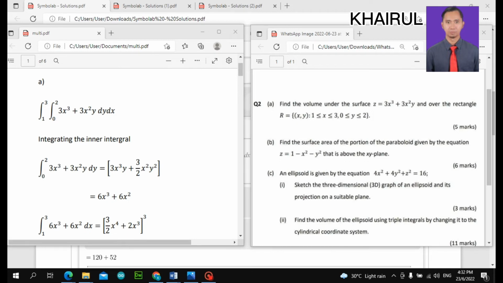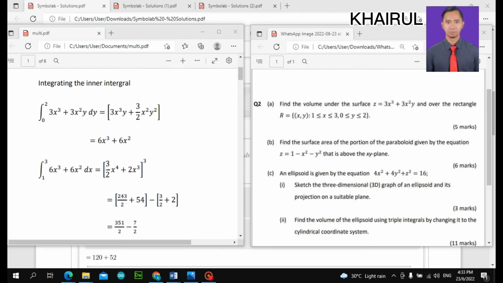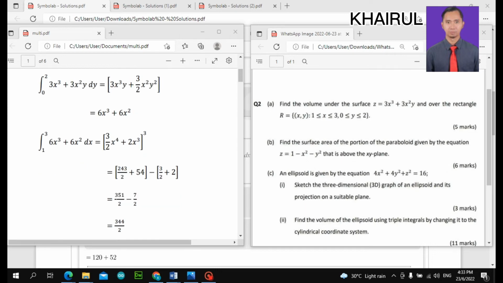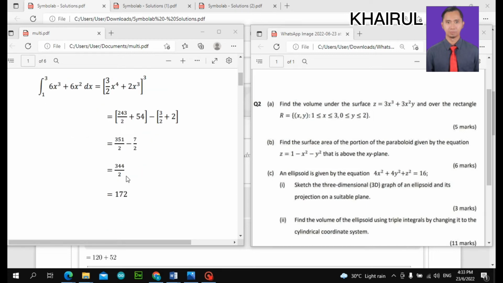First we integrate the inner integral from 0 to 2 of 3x to the power of 3 plus 3x to the power of 2 y dy, and we get the answer 6x to the power of 3 plus 6x to the power of 2. Next we integrate the outer integral from 1 to 3 of 6. We put in the answer and we get 243 over 2 plus 54 minus 3 over 2 plus 2, which gives 344 over 2, and we get the answer 172.